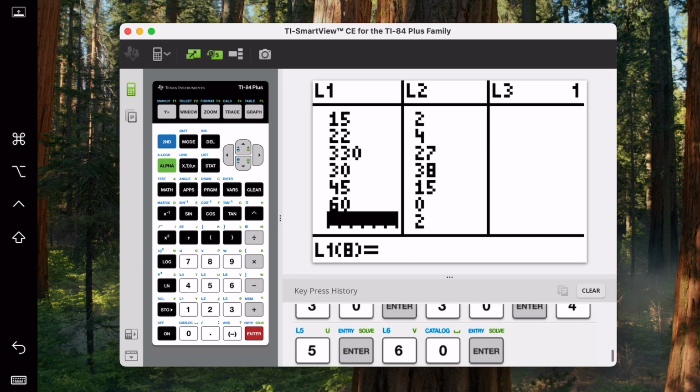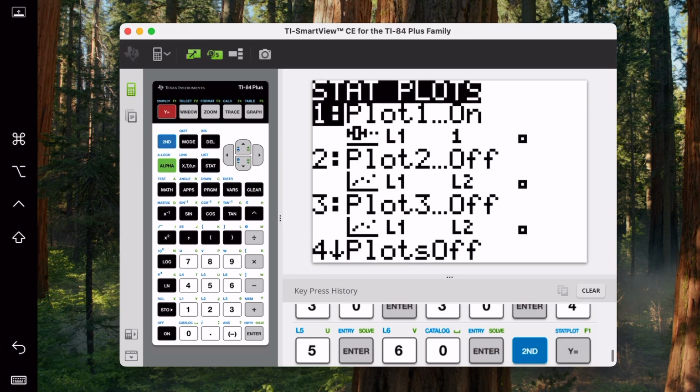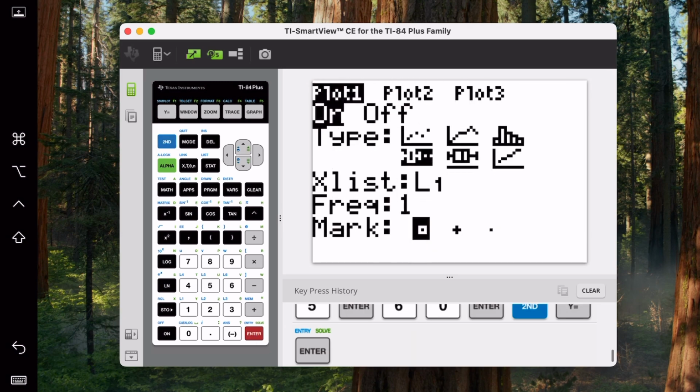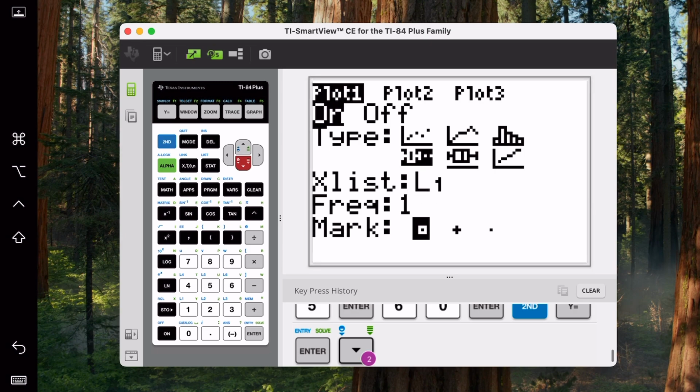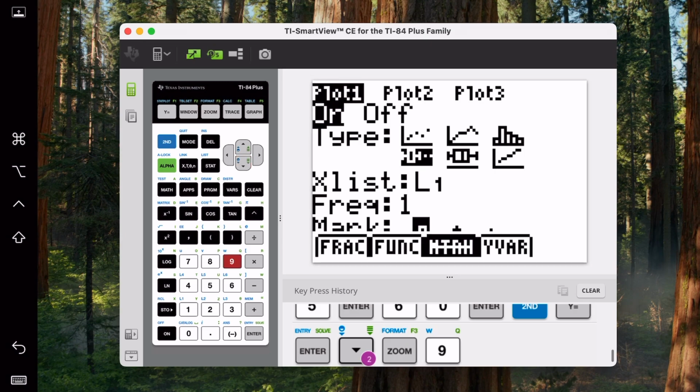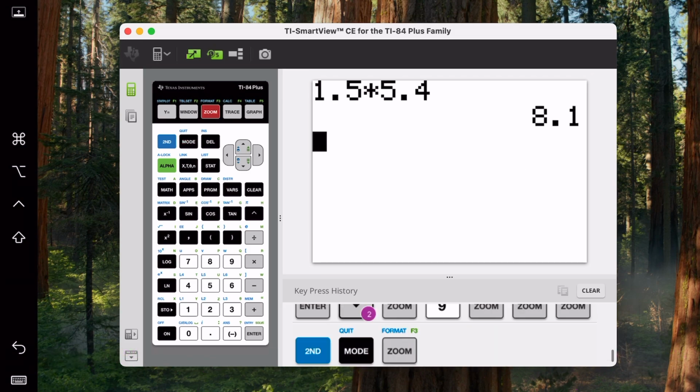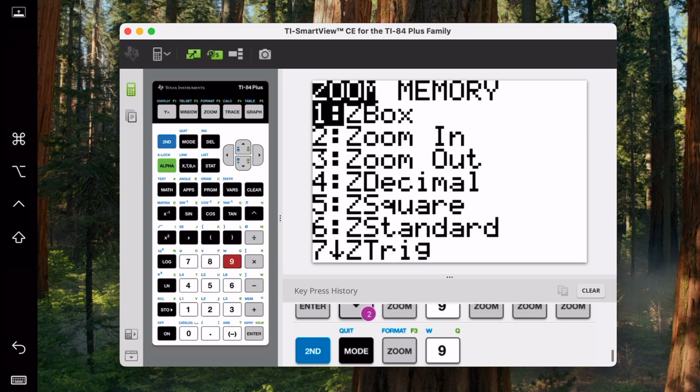Once we have our data entered, we're going to plot it in a box and whisker plot. So we're going to go to second y equals. We're going to turn the plot on. This time we want a box and whisker plot with outliers. So we're looking at this plot right here. That plot is on in my calculator. Our data is in list 1. And then we zoom 9, and that's going to graph that data for us. Okay, so zoom and then option 9.